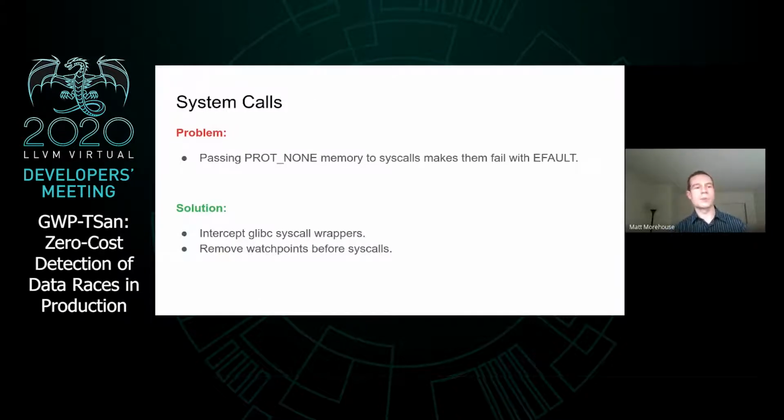The other issue we've run into is dealing with system calls. Since we use PROT_NONE memory as our watch pointing mechanism, whenever we pass watch pointed memory to a system call, it will fail with EFAULT. Our current solution for this is to intercept syscall wrappers and to remove watch points before doing the syscall itself. This is straightforward to do, but it does involve a lot of work to find out which syscalls we actually need to intercept.